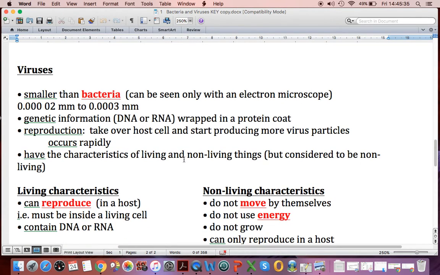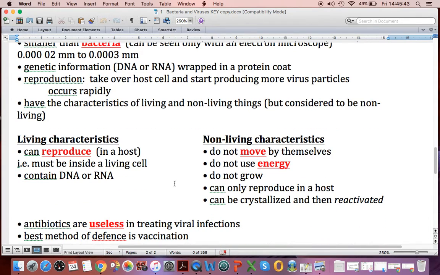So viruses have the characteristics of living and non-living things. They're in a gray area. In general, they're considered to be non-living, but they're in the world of biology. This is still open to debate.